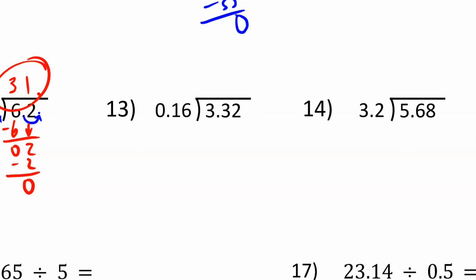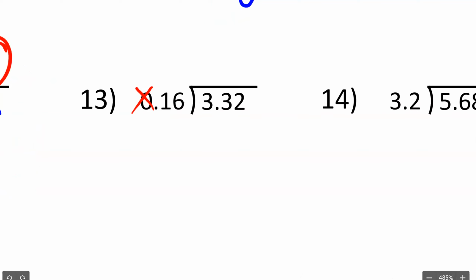So here I have 3 and 32 hundredths divided by 16 hundredths. Again, I don't want that 0, so I'm going to get rid of that. And I don't want a decimal in my divisor, so I'm going to multiply by 100 or move my decimal twice to the right. Move my decimal twice to the right, throw it on the roof, and forget about it. And now we're good to go. So now I have a whole number out here.